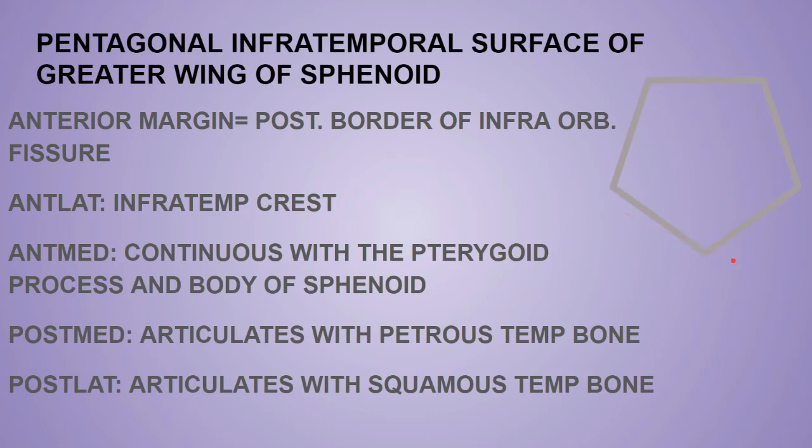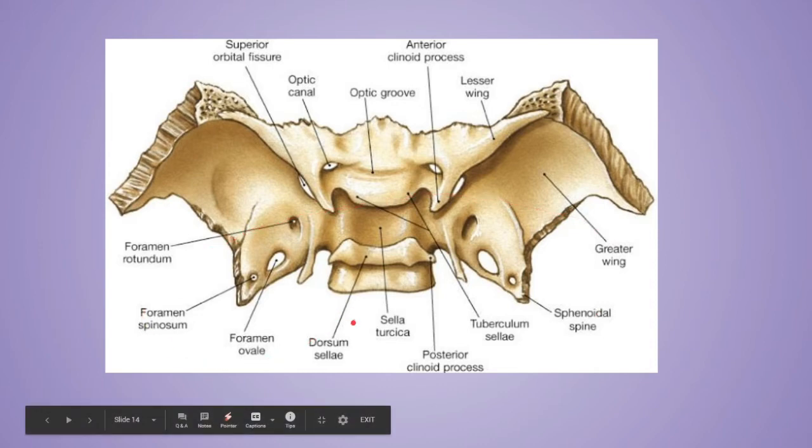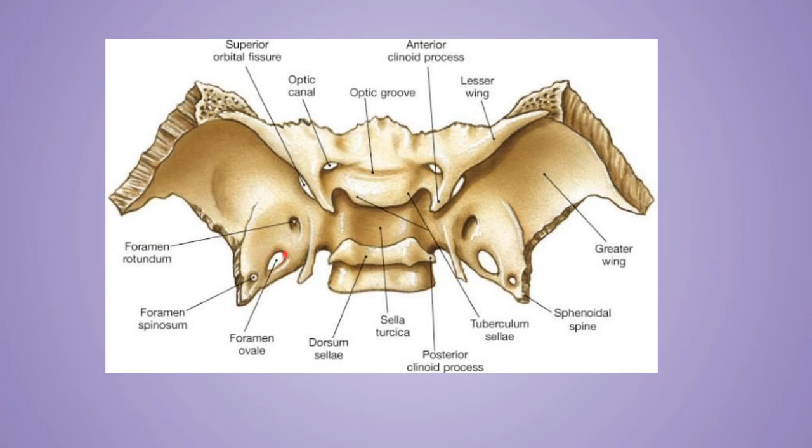Now this posteromedial and the posterolateral margins articulate together and form a spine, and that spine we all know is the sphenoidal spine or the spine of the sphenoid bone. Okay, now we'll discuss some of the foramens present in this part. They are mainly 3 to 4. Now first of all, the foramen ovale. This is the foramen ovale. It is oval in shape and large in structure.